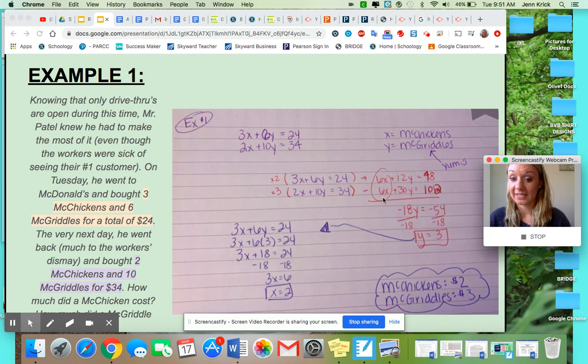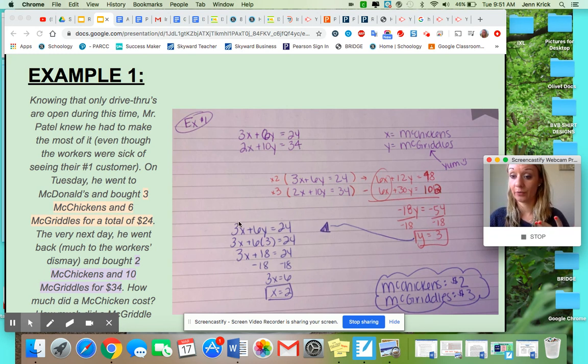Now that I have 6x and 6x, same sign, subtract going down. Those are eliminated. 12 minus 30 is negative 18. 48 minus 102 is negative 54. Once you go through and solve, you find that y is 3. Take that y equals 3 and plug it back into one of your original equations.